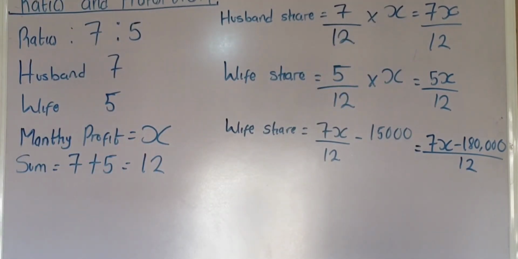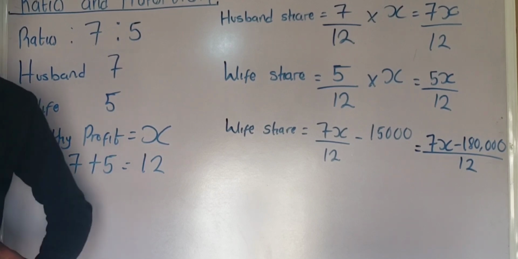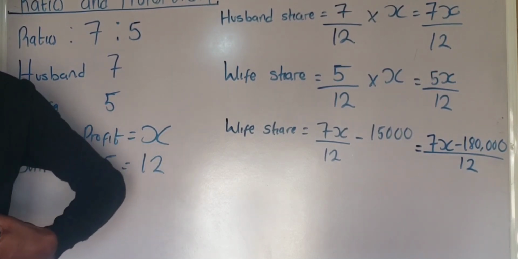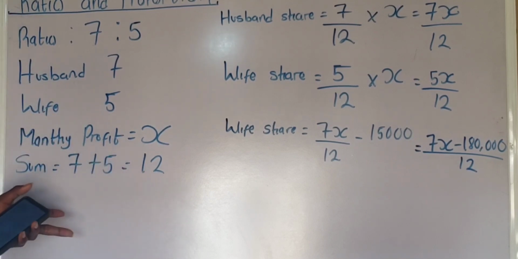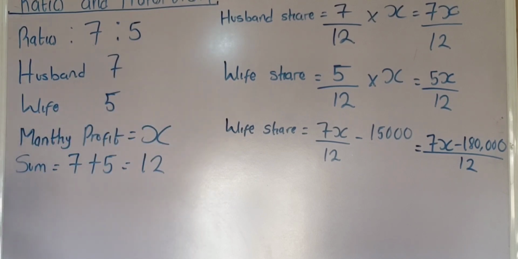Please pay attention. The wife's share plus the husband's share must be equal to the total monthly profit. It's just as if you and I share 20 naira. If I take 15 naira, that means you are going to take 5 naira. So if we add our shares together, it must be equal to what? 20 naira. Is that not it? So such is this case. If I add the husband's share and the wife's share, it must be equal to the total monthly profit.